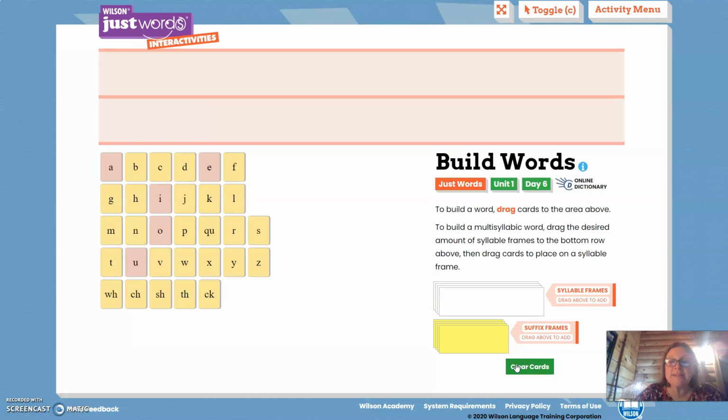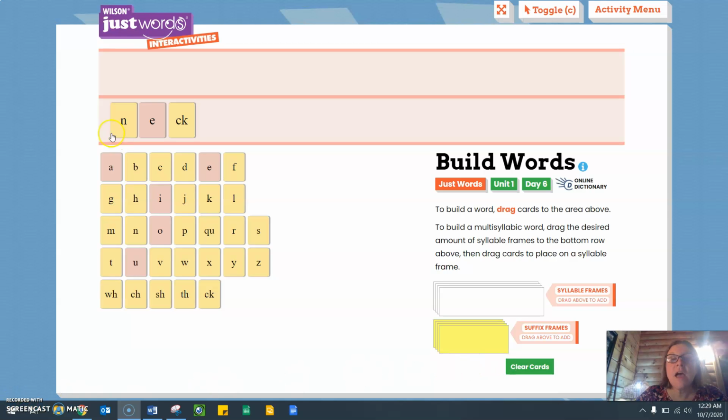Okay? All right, let's try our next word. Our next word is neck. Echo, neck. Here's the word neck. N-e-k, neck. Your next word has a digraph blend. The word is bunch. Echo, bunch. Here's the word bunch.